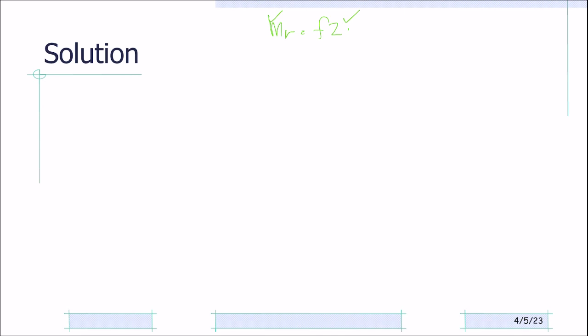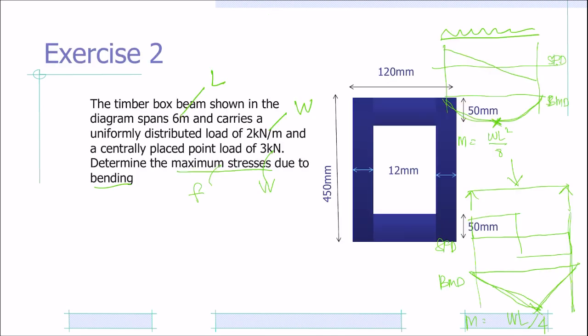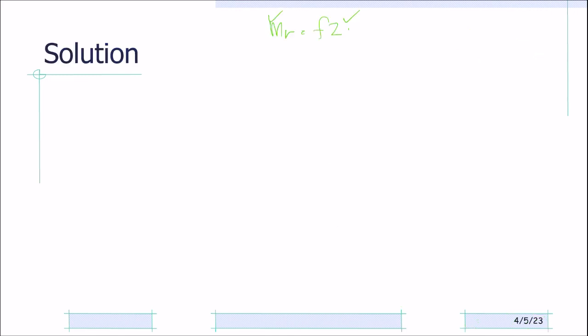Okay, since dia dah cakap, this question specifically mention dia ada uniformly distributed load along the beam, okay, which is span 6 meter, and a centrally placed point load, meaning a combination of UDL and also point load at the center. Therefore, we can simply use WL square over 8 for the uniformly distributed load and WL over 4 for the point load.